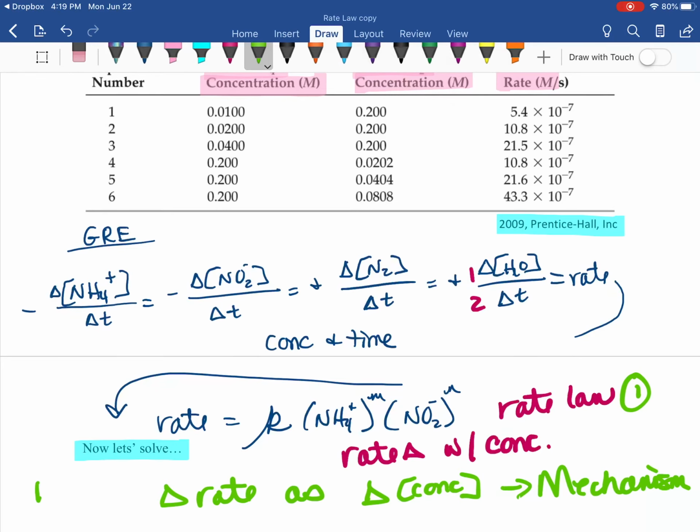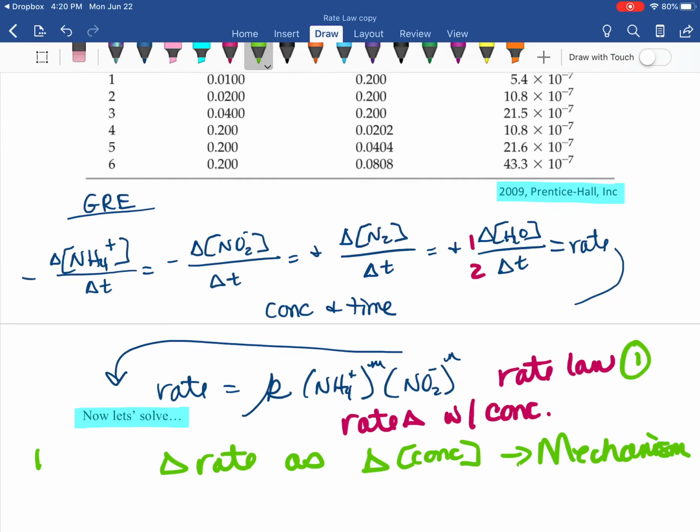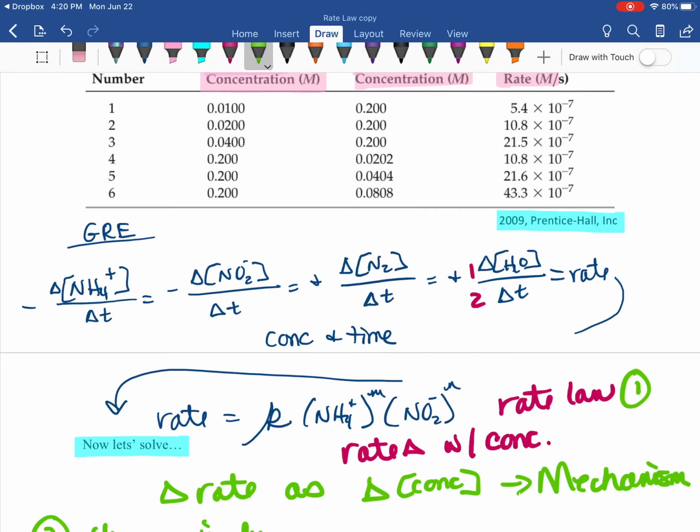Okay, so we have some idea of what we're looking at. Now number 2, I'm going to call it, choose wisely. We are going to compare 2 experiments, and what we're looking for is in one of these experiments, we would love it if the concentration changes. Done. Look at that, number 1 and number 2. But then look, the other concentration stays the same. And then look, our rate changes.